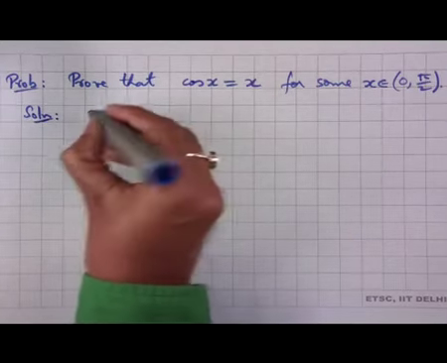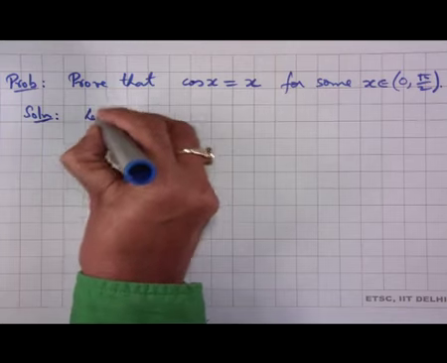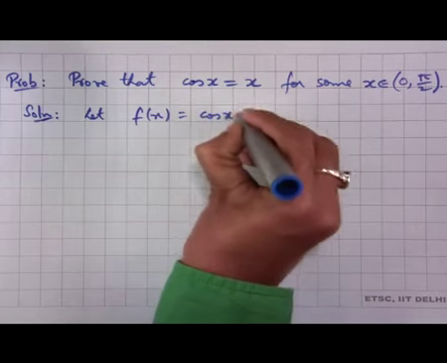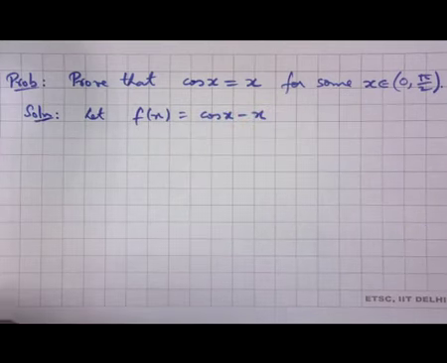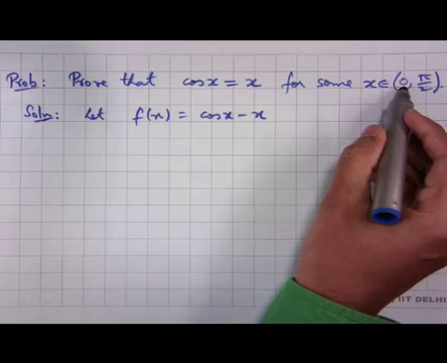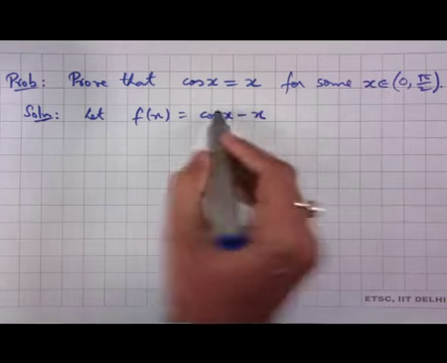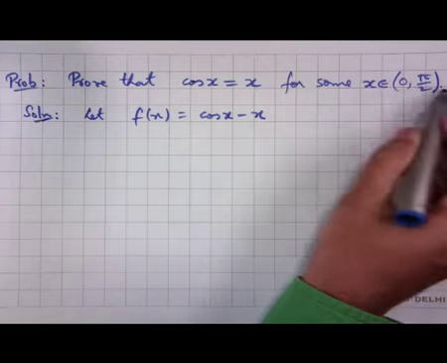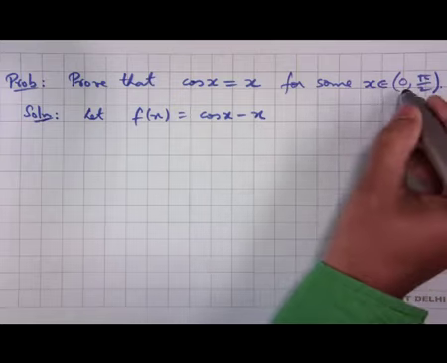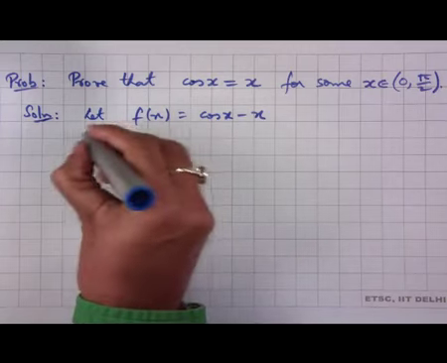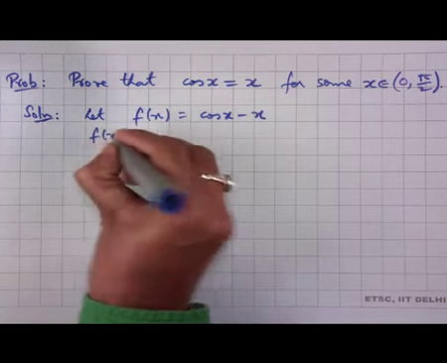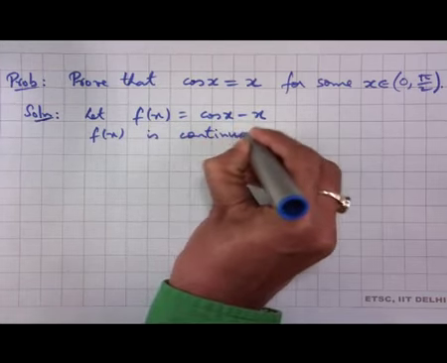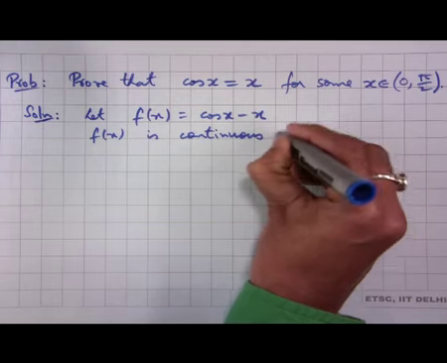So, you write: let f of x be equal to cos x minus x, and then because we have to prove that the 0 of this function lies in this interval, you find the value of this function at the endpoints. So, f x is continuous everywhere.